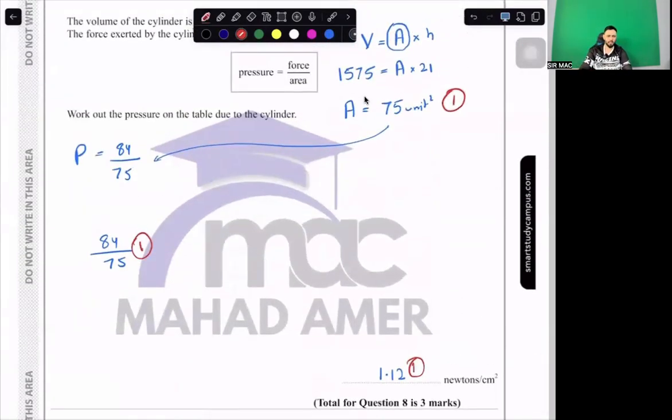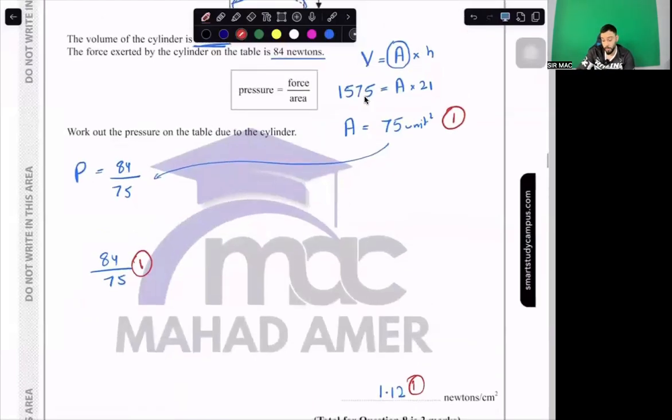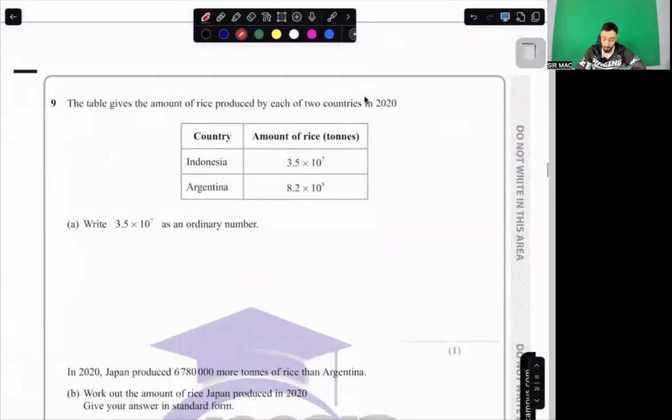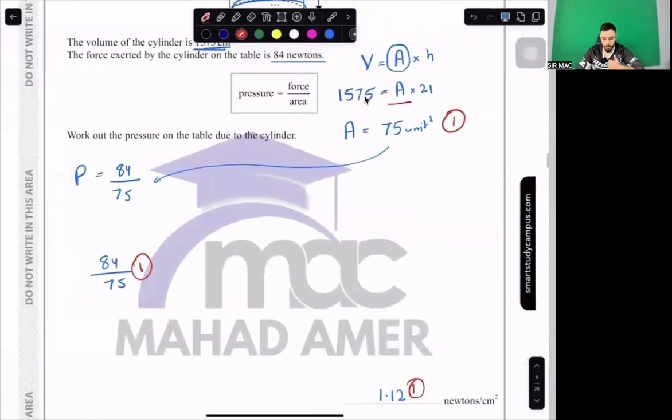There's no need to get the radius first and calculate it in terms of radius. It's very long. Just get the area. If you got the radius first, it's not necessary at all. Just get this and you get the whole marks. Okay, that's it. All good? Clear?